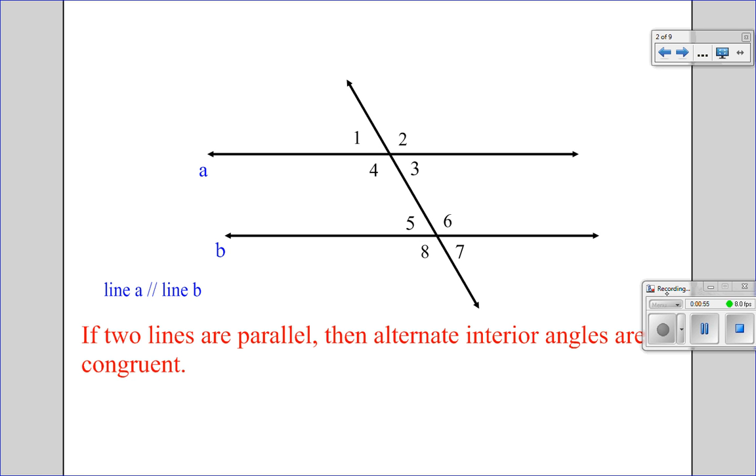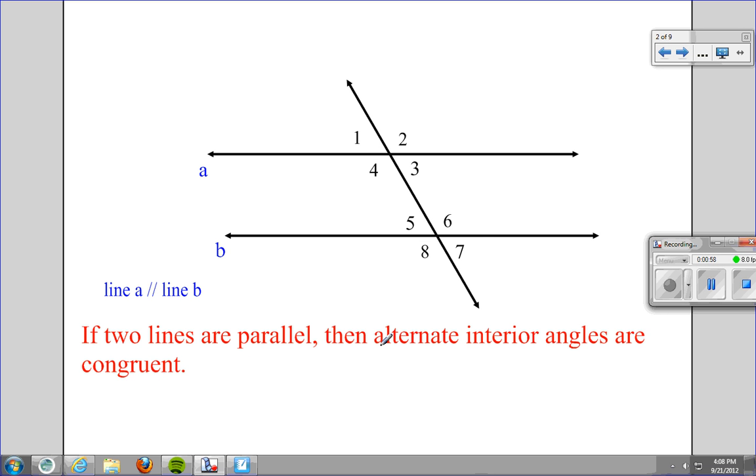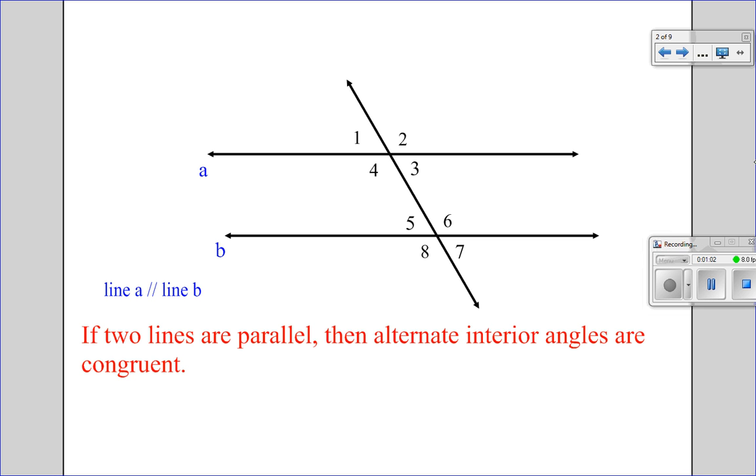Our next theorem states if two lines are parallel, then alternate interior angles are congruent. So from here, we can gather that 4 and 6 are alternate interior angles, so because of the parallel lines, they will be congruent. We also know angle 3 and angle 5 are alternate interior angles, so because the lines are parallel, those are congruent as well. And any time, of course, you need to pause the video, write these notes down, please do so.